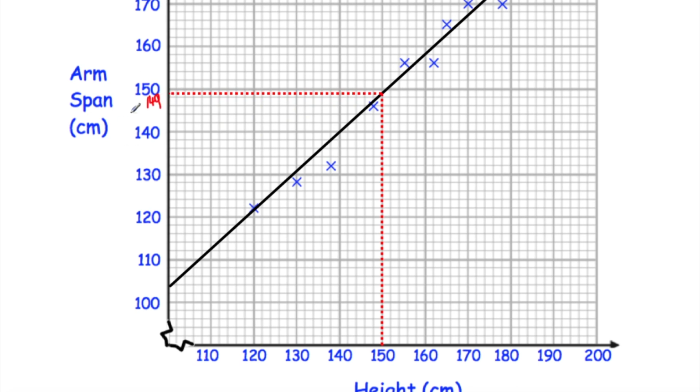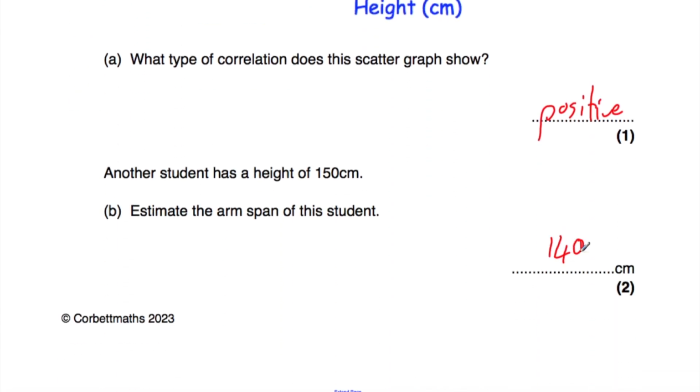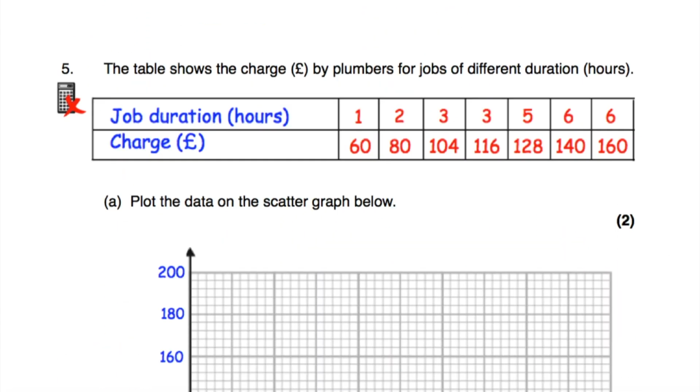So the arm span of this student would be 149. That's our estimate. So let's write that down: 149 centimeters. And that's it. Okay, let's have a look at our next question, question number 5.